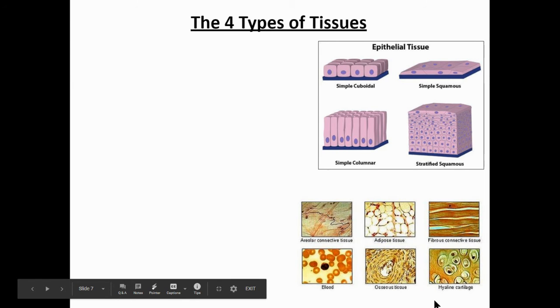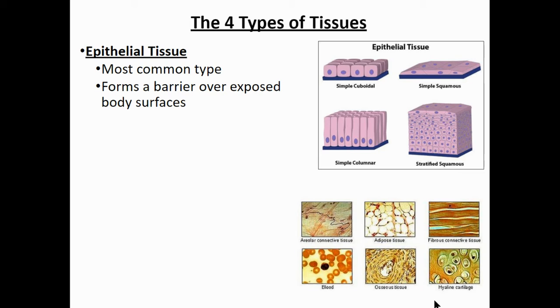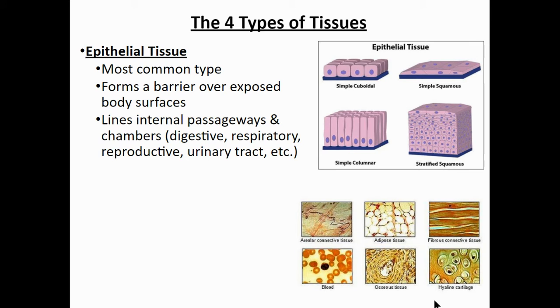So we have 4 different types of tissues. Within those 4 main categories, there's lots of types of tissues, but there's 4 main categories of tissues. The first one is epithelial, and it's the most common. And your skin is an example of epithelial, and it forms barriers over body surfaces, both internal and external. So these are the types of cells that are going to line passageways and chambers. So within your digestive tract, it's lined with epithelial.